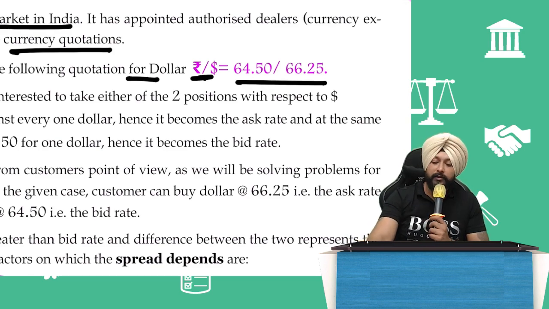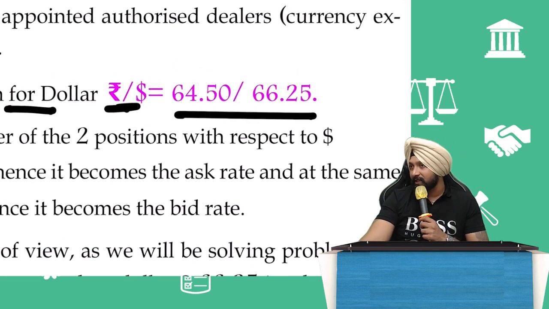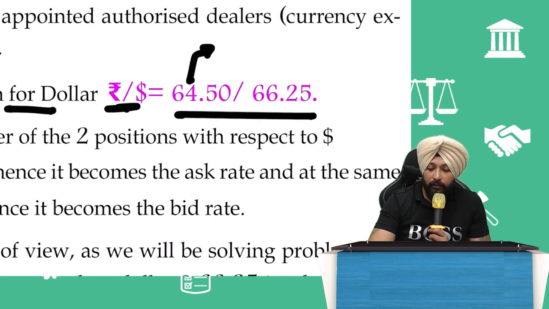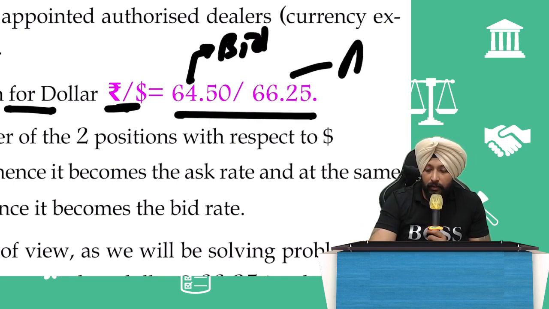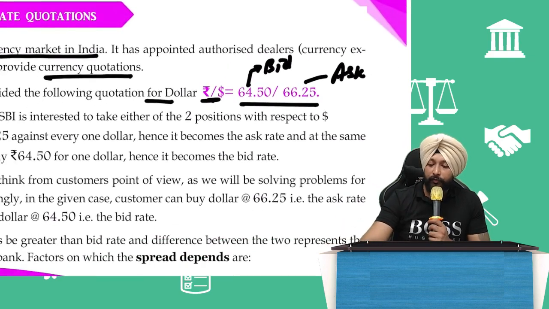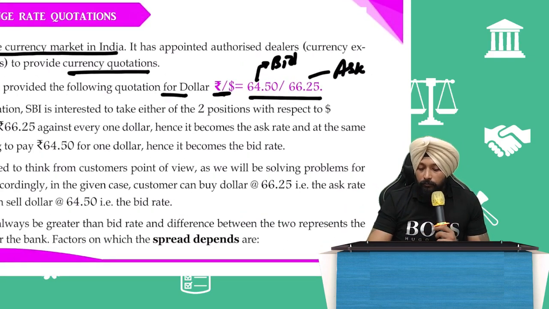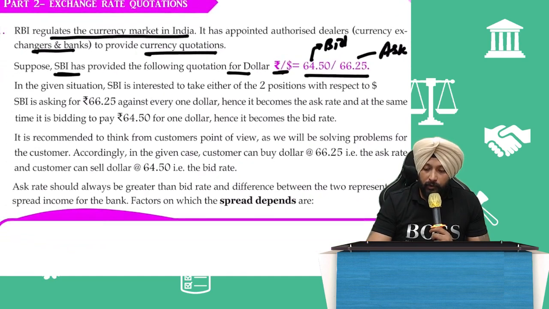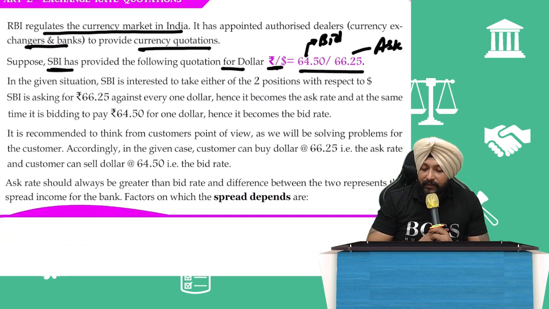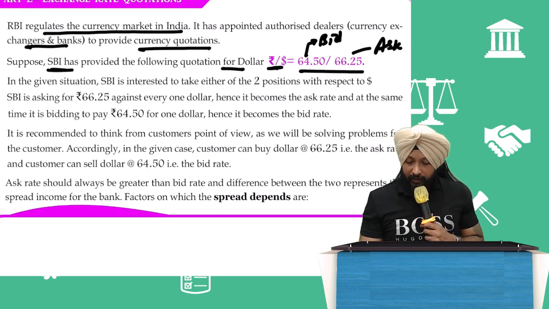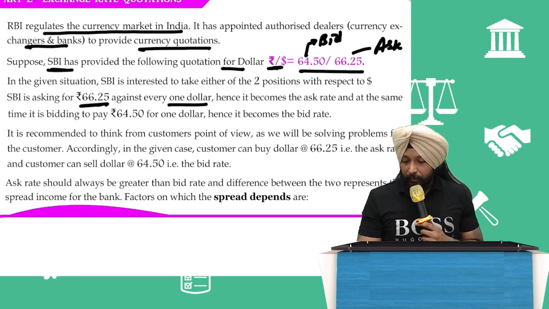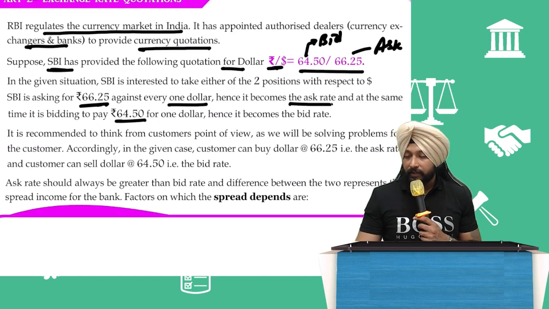So these two terms become the bid rate and the ask rate. This is the bid rate and this is the ask rate from the bank's point of view. In the given situation, SBI is interested to take either of the two positions with respect to dollar. SBI is asking for rupees 66.25 against every $1, hence it becomes the ask rate, and at the same time it is bidding to pay 64.50 for $1, hence it becomes the bid rate.